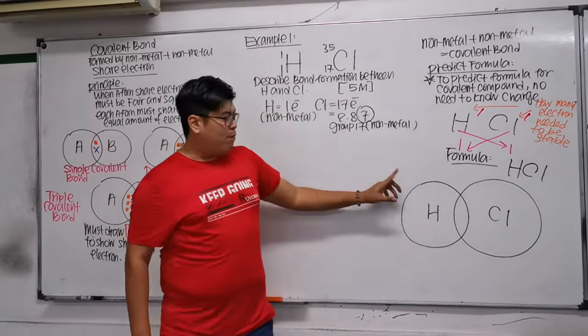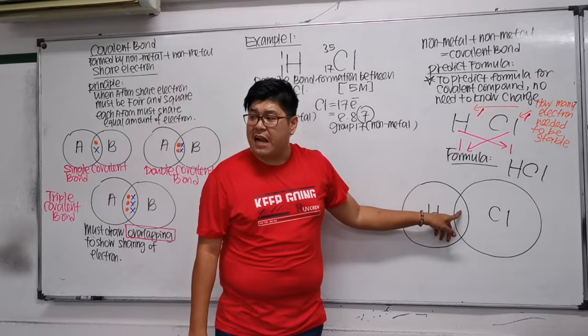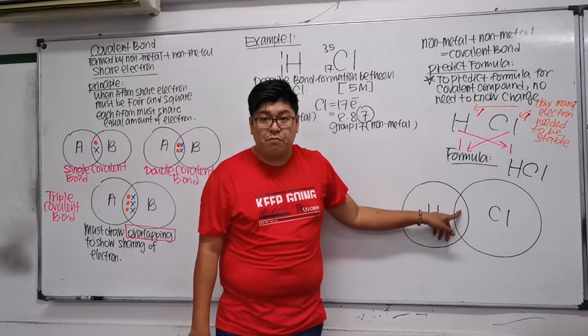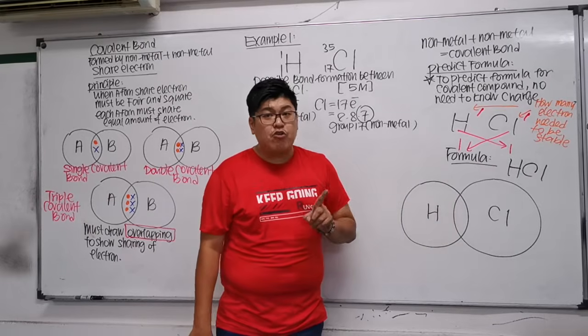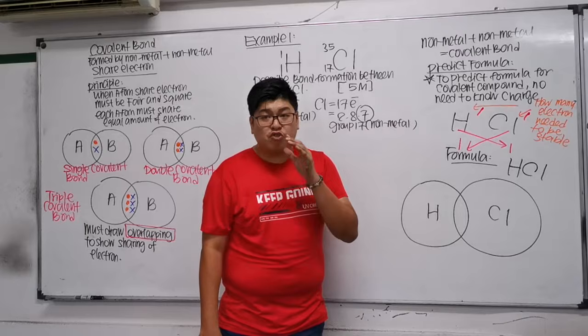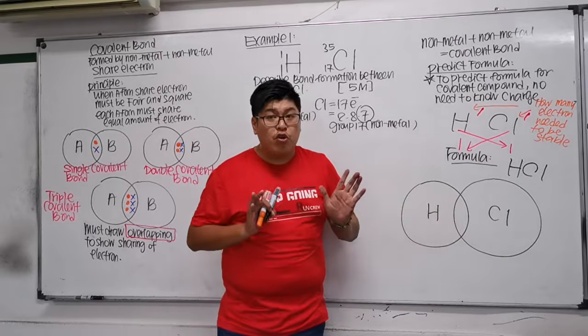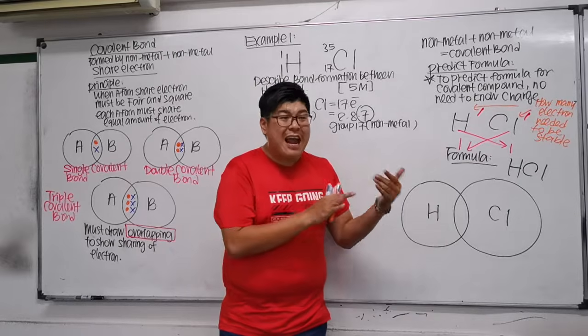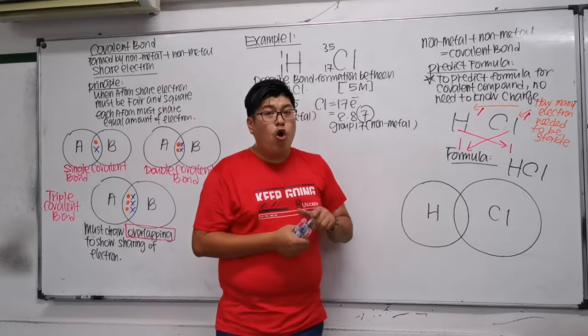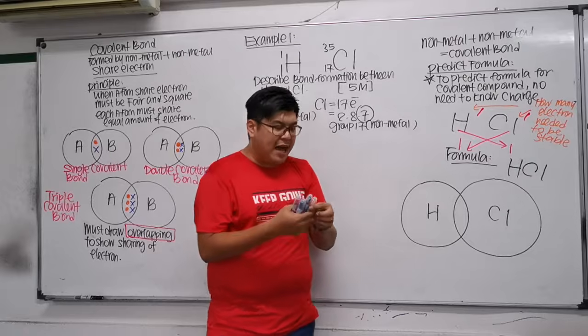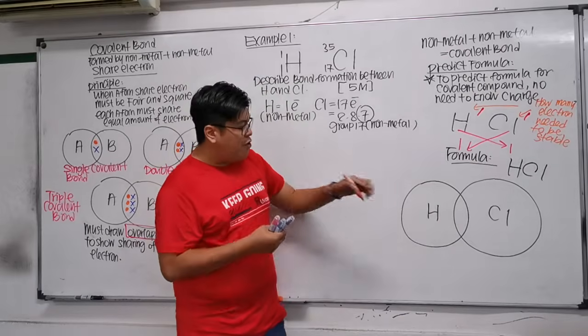Okay, now, the problem is this. How many electrons should they share? I don't know. We don't know. You must try and error. I repeat, how many electrons should you share? We don't know. You should try and error. How do you try and error? Always try one first.